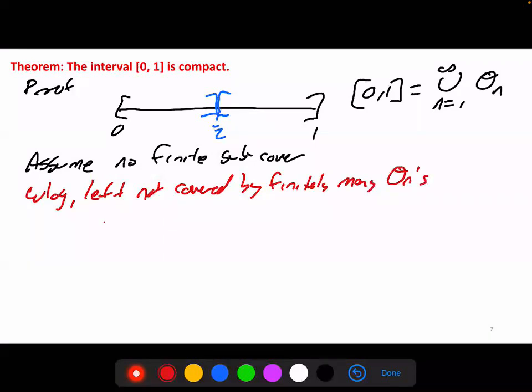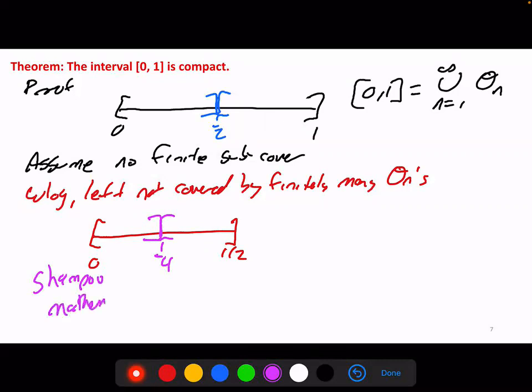So without loss of generality, the left is not covered by finitely many. So now what do we do? Shampoo, right? Lather, rinse, repeat. Here's 1/4. So we'll do shampoo. And actually, we should really write shampoo with the two O's next to each other to make it look like infinity, so that we keep doing this an infinite amount of times. So that's the correct way to spell shampoo when you're doing mathematics.